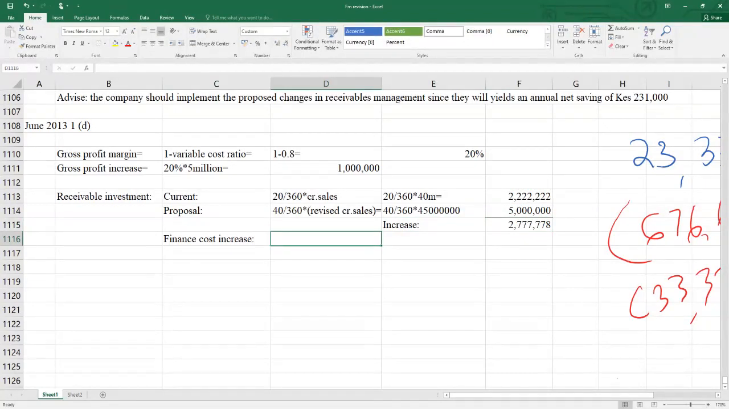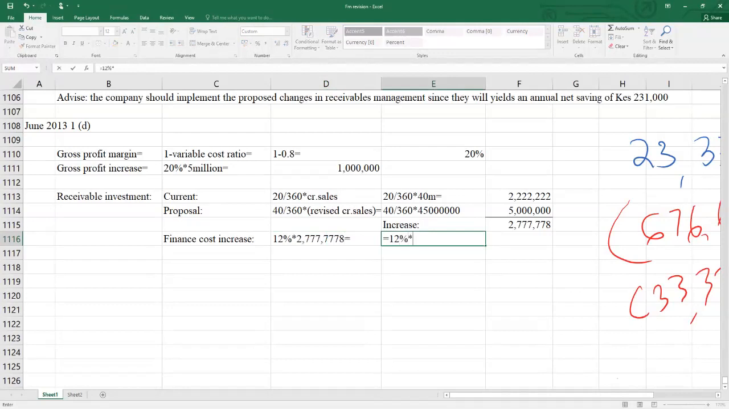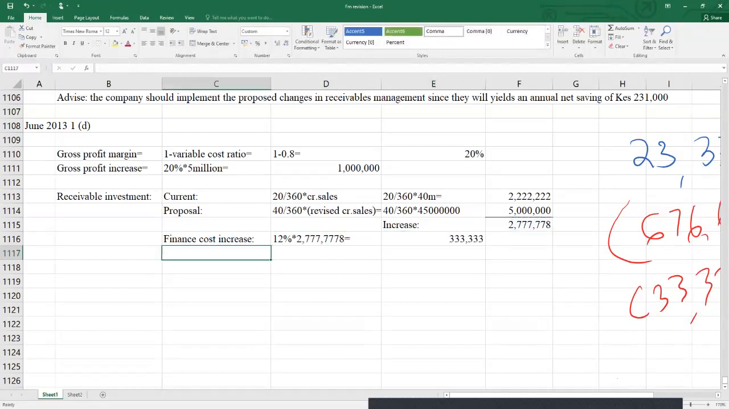The finance cost increase will be equal to the increase multiplied by 12%, which is what the person who finances the company charges. So the financing cost is 12% times the increase, which is 2,777,778. It will be equal to 12% multiplied by that, and we get 333,333. Confirm? Yes.